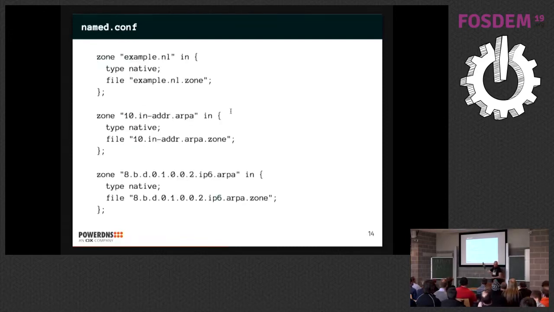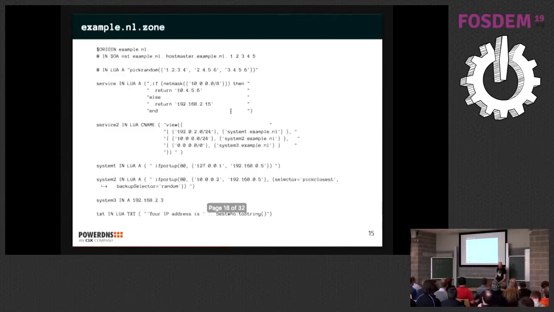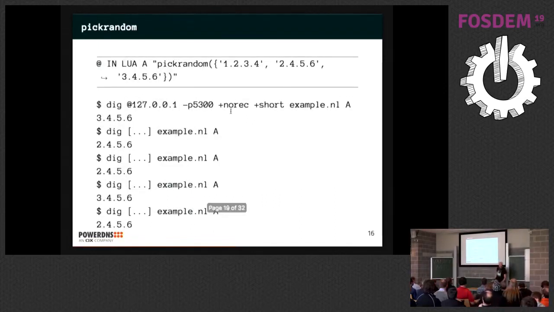So named.conf, I have example.nl, I have two reverse zones that I'll show some things for as well. So this is the whole zone. Just put it here, so if you get the slide, you can just copy paste it out and it'll work. So for example.nl, I created a Lua A record with pick random with a couple of addresses.